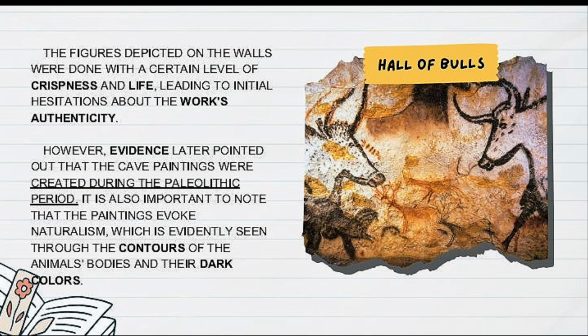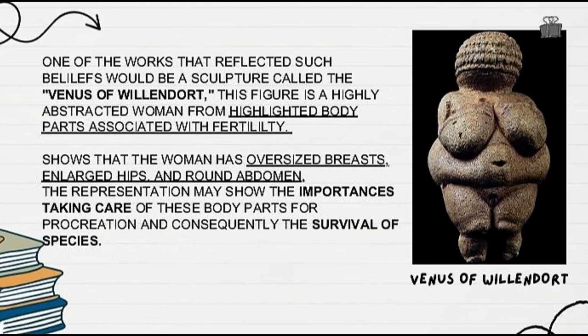The paintings are known for their naturalism, as seen in the realistic shapes of the animals, emphasized by strong outlines and dark colors. This shows that early humans had a remarkable ability to represent the world around them through art. The image is about the Venus of Willendorf, a small prehistoric sculpture of a woman.